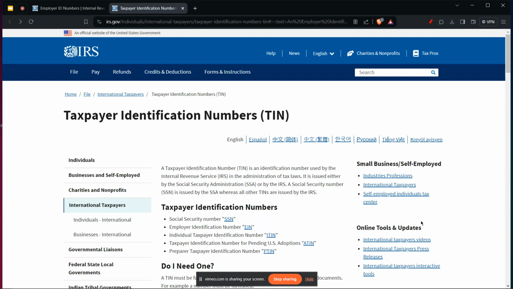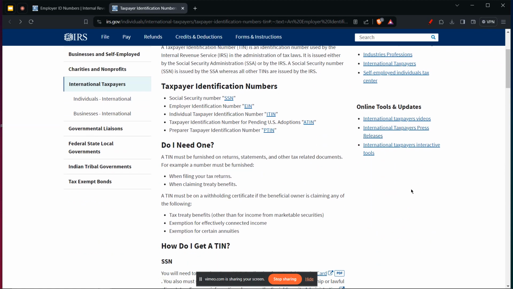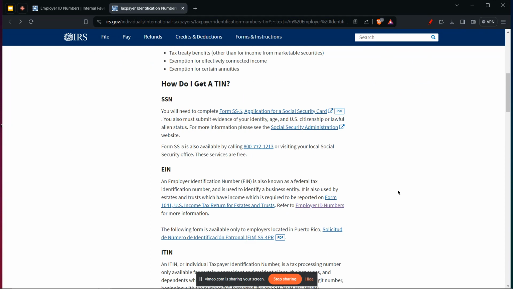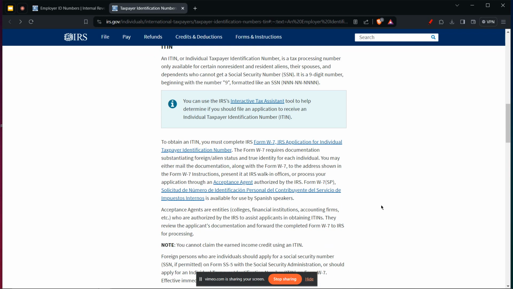Now, how can you apply for this? You can attach Form W7 to your federal income tax return. Include original or certified copies of identity and foreign status documents, which takes up to 7 weeks. The next one is mail Form W7 and supporting documents separately. Submit to the IRS address provided in the instructions, which takes 7 weeks. And the next one is limited circumstances. Apply using a certified acceptance agent or authorized third party preparer.